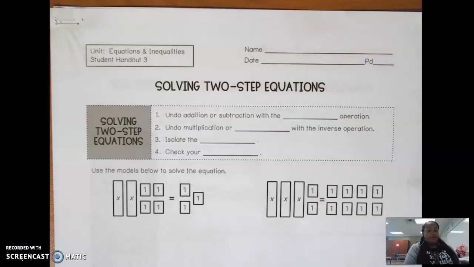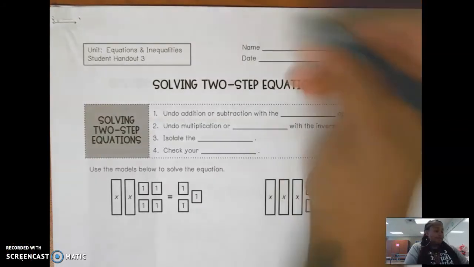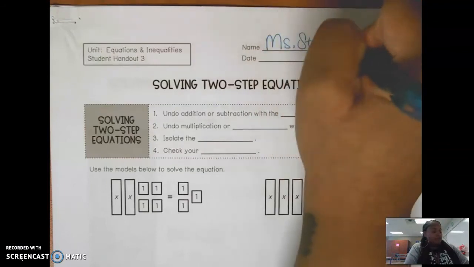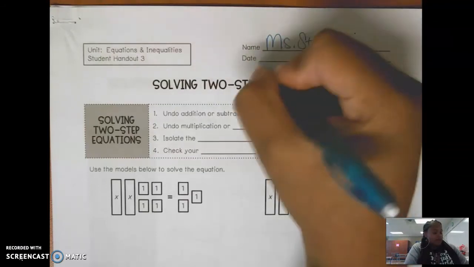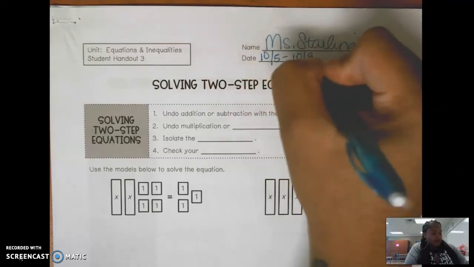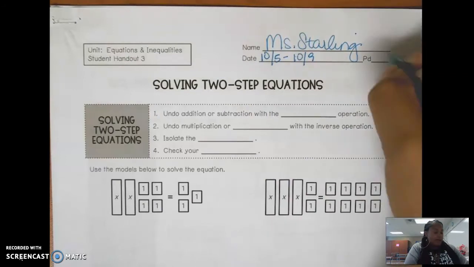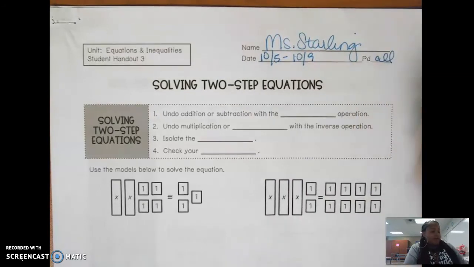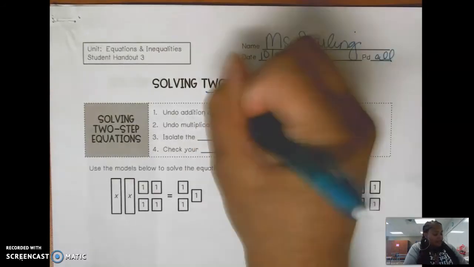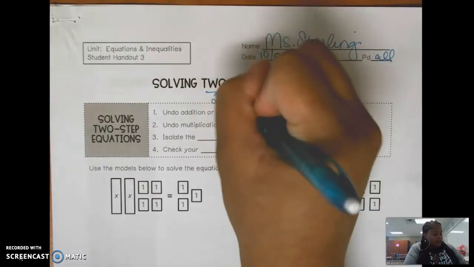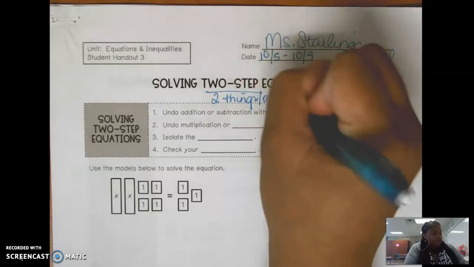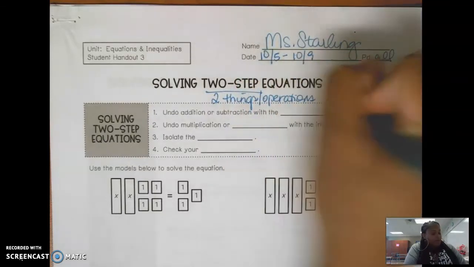All right, we're going over notes on solving two-step equations. This is Miss Starling, and I'm doing this the week of 10/5 through 10/9, depending upon what day you're in my class, and all of my periods. So two-step equations means I am doing two things, those things being operations, to solve.